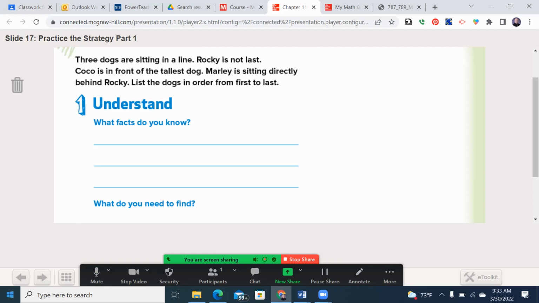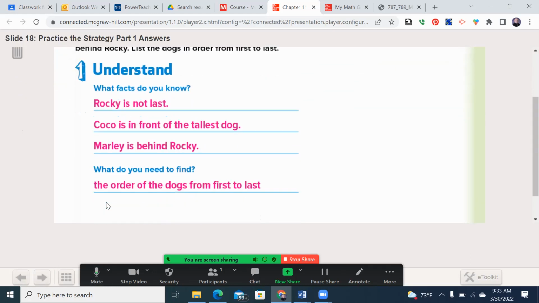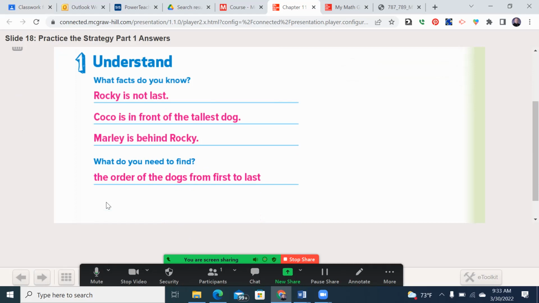What facts do we know? And you can just start by saying the clues above. And what are we trying to find out? The order of the dogs. If you need to pause this video to write this in, go ahead and do so now, and we'll see you on the other side.